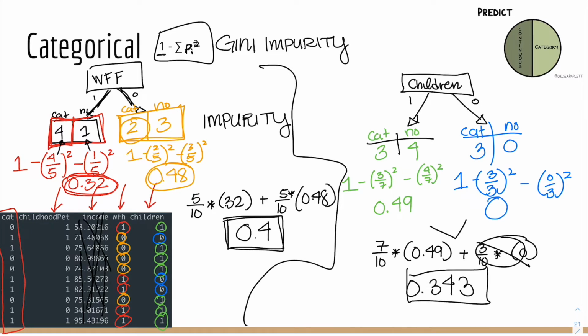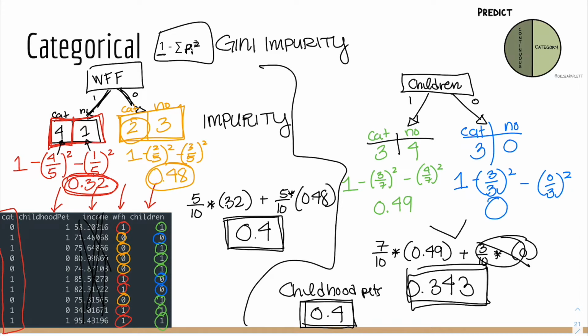Now, I won't make you sit through the other one. The other variable that we have is childhood pets. I'm just going to tell you that the impurity here is also 0.4. So again, right now we're ignoring income, so we only are looking at the 3 variables. Do they have children? Do they work from home? And do they have a childhood pet?